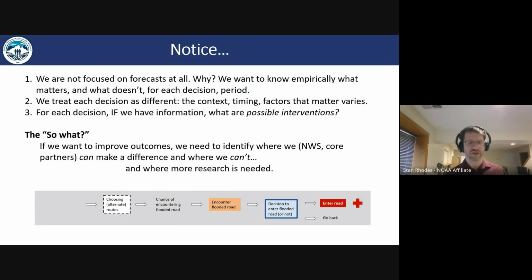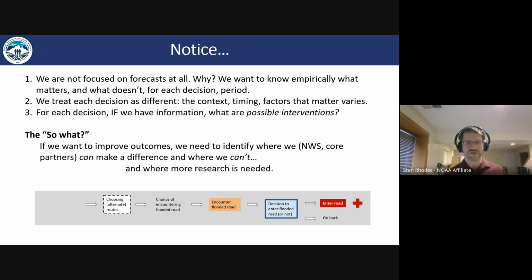So I want you to notice a few things that I'm doing with this framework. First, we're not focused on forecasts at all, and I'm happy to take boos if anyone wants to boo on that. But we have a reason why we do this, and that's because we want to know empirically what matters and what does it for each decision period.